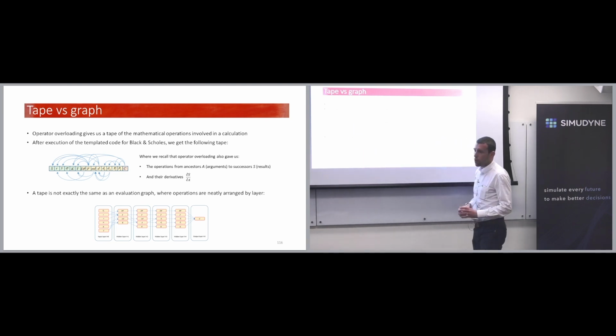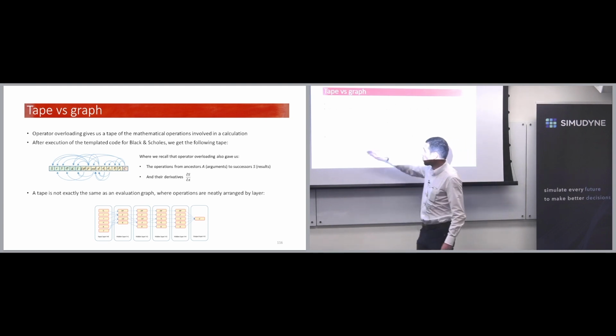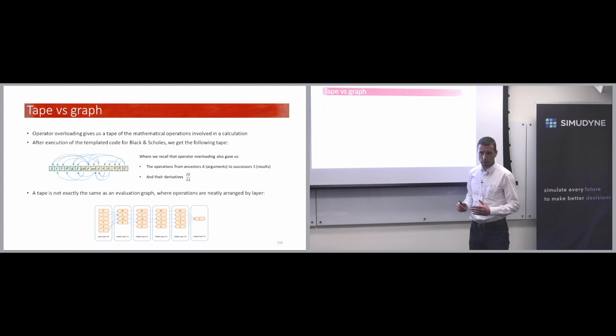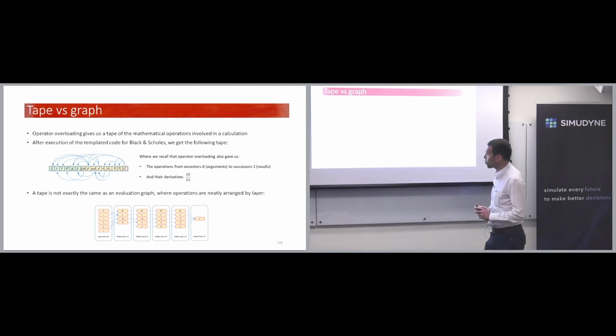But that would be a waste of computational resources. I don't want to do that. It would cost me to run this algorithm, because this is Black-Scholes. This is easy. What if I have a sequence of millions of operations, right? That could cost me a lot to turn the information in a tape into an evaluation graph by layer.